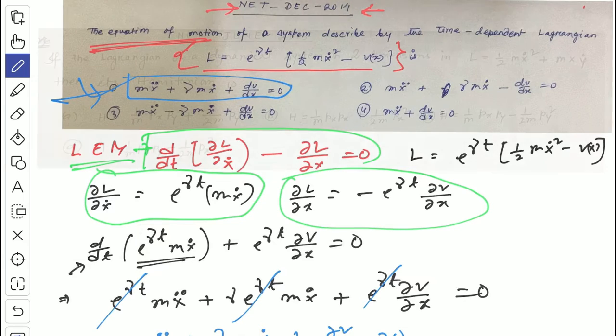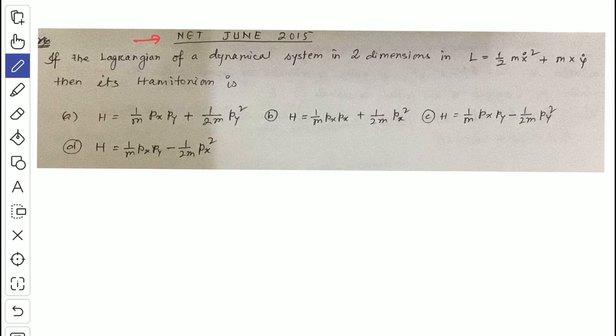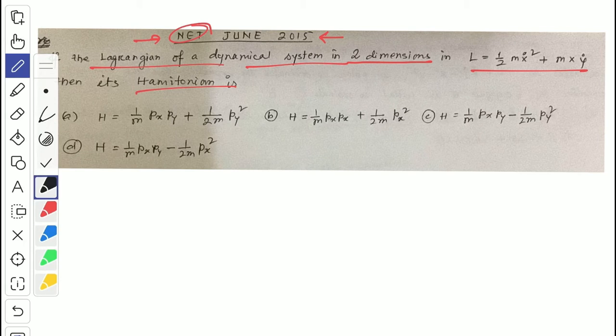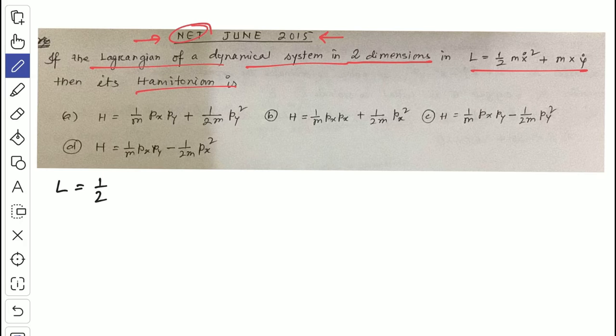Okay, so now let's move on to the next question. This is June 2015 CSIR NET. Here the Lagrangian of a dynamical system in 2 dimensions is given, and we need to find the Hamiltonian. The Lagrangian L is equal to half m x dot squared, sorry, not minus, plus m x dot y dot. So that should be x dot, I think. Yes, m x dot y dot.